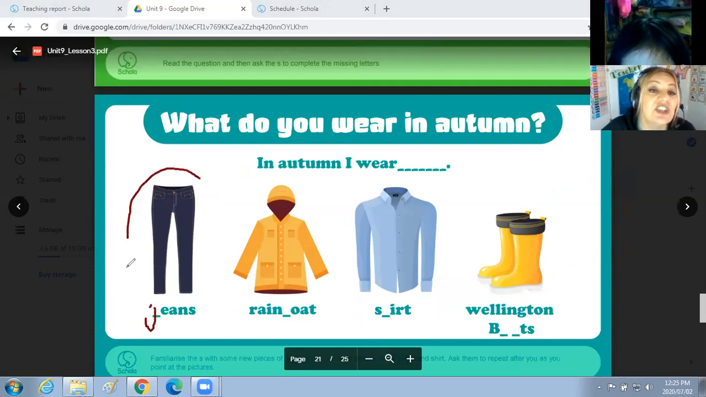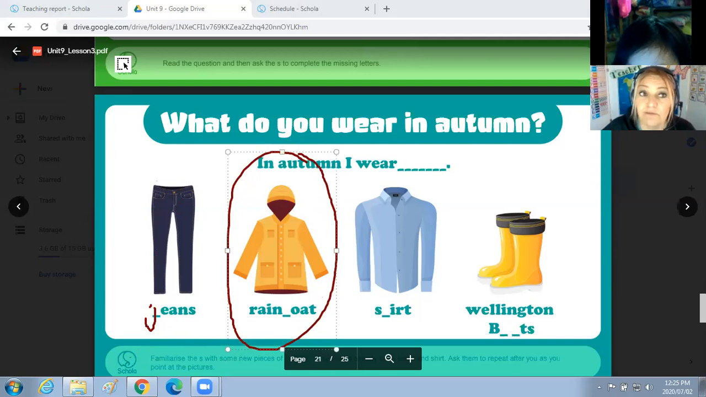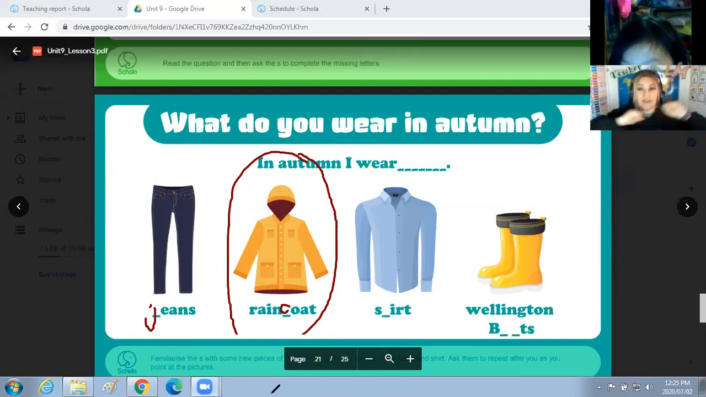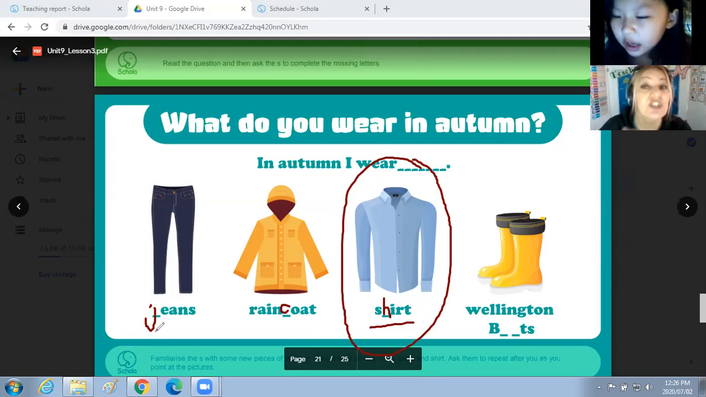This picture is jeans. What about this? What do we call this? If it is raining, we should wear a raincoat. Raincoat, right. This is a? It's not a t-shirt. Look at the word. Read the word. It is only a shirt. Can you say shirt? Shirt.